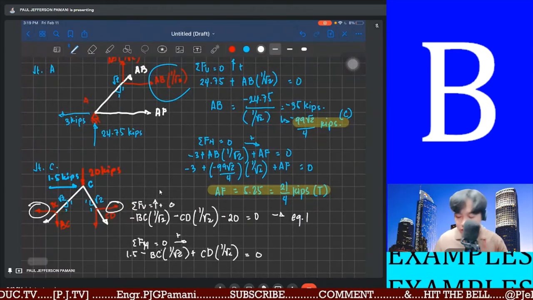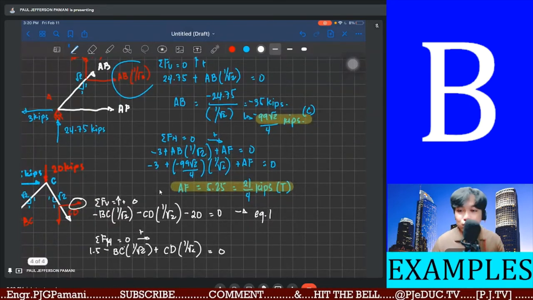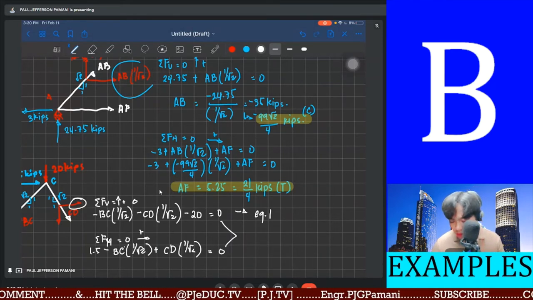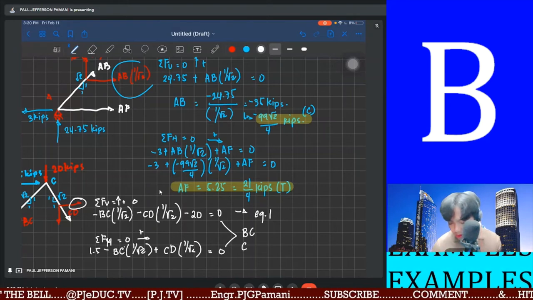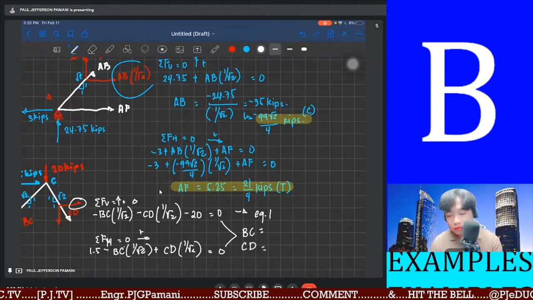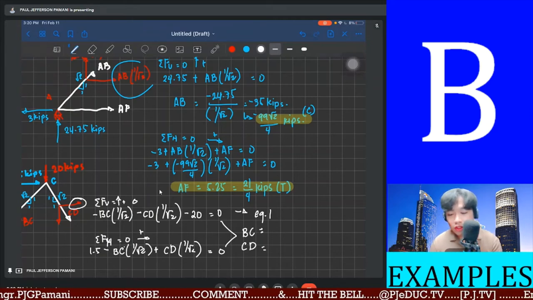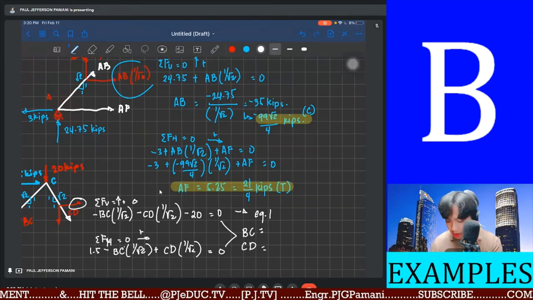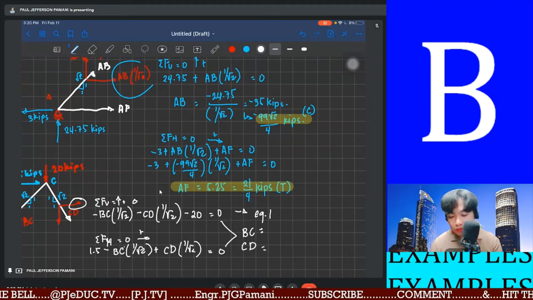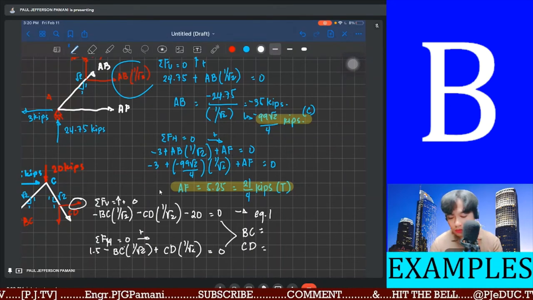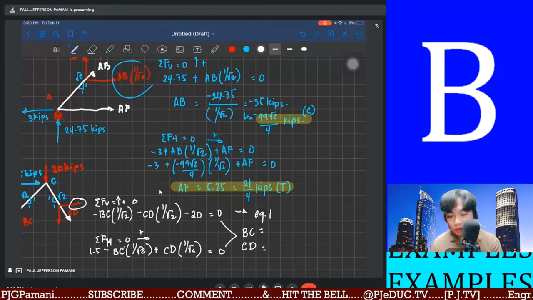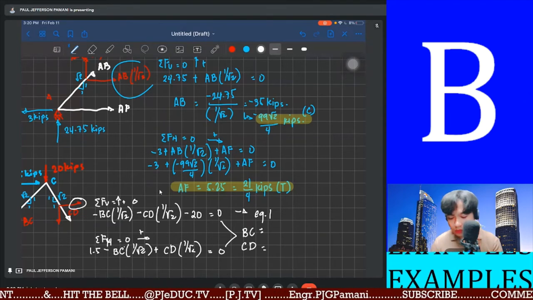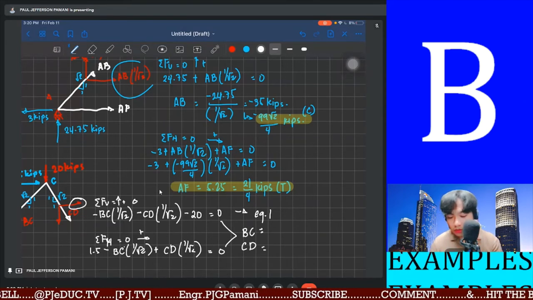Solve simultaneously. If you know how to solve them simultaneously using your calculator, feel free to do so. But of course, show your complete solution. So, dahil wala na akong oras, using your calculator, BC and CD, 2 equations, 2 unknown. Negative 1 over square root of 2 and negative 1 over square root of 2, transpose negative 20, we have positive 20. Then negative 1 over square root of 2 and positive 1 over square root of 2.